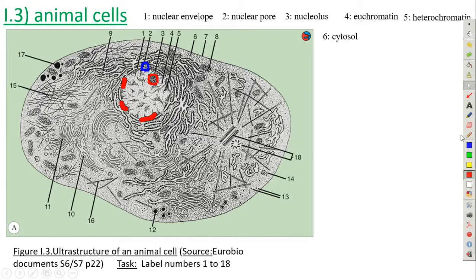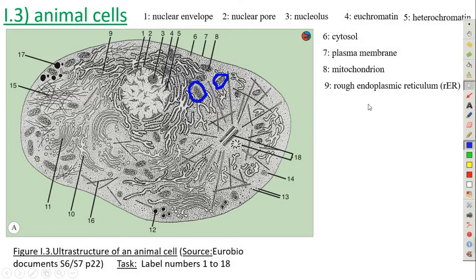Cytosol, so this is everywhere really. This is the liquid, water-based solution of the cell. Then we have the plasma membrane, so you know quite a lot now about the plasma membrane. Mitochondrion, this is going to be one of the key organelles in this part on respiration. So we've got one here, got one there.